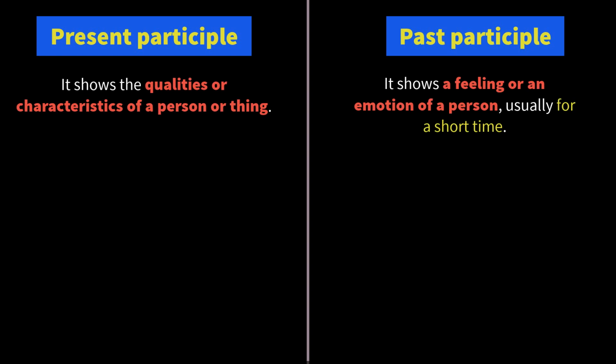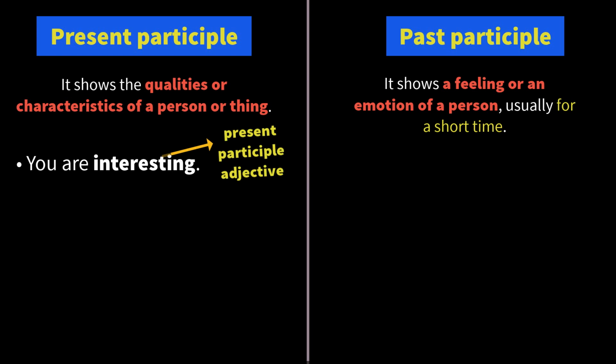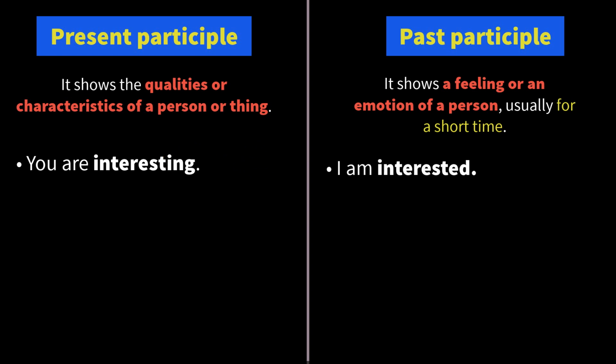So guys, a present participle is used to show a quality or a characteristic of a person or a thing. On the other hand, a past participle is used to show a feeling or emotions that remains for a short time. So, if I say you are interesting, it is one of your qualities, it is one of your characteristics. You are somebody that interests people, that people really like. So, I am interested. Since you are interesting, I am interested. So, interested is a past participle working as an adjective. It's a feeling, it's a short term feeling, right?